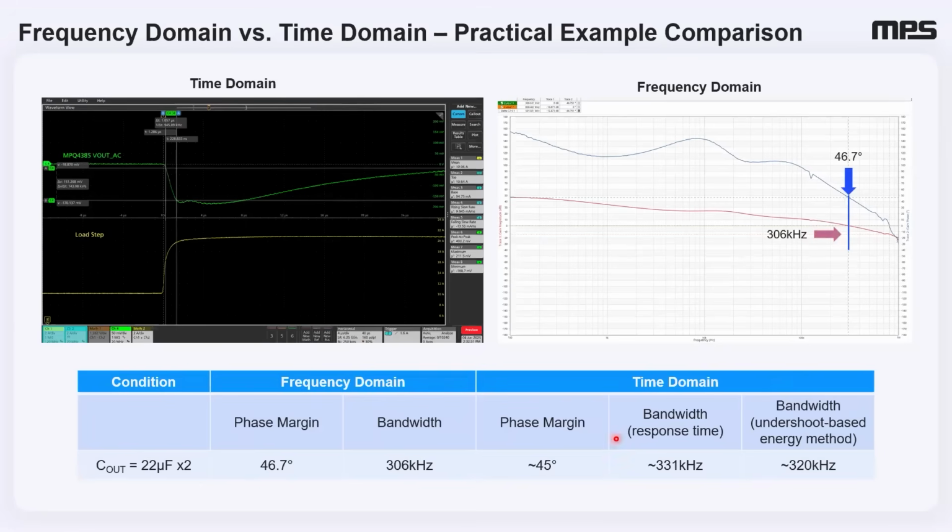So in time domain, from the response time method, we estimated a bandwidth of around 331 kilohertz. From the undershoot-based energy method, after correcting the effective capacitance, we calculated the bandwidth to be around 320 kilohertz, and we estimated our phase margin to be close to 45 degrees based on one ring. As you can see, there is an excellent correlation between these two domains. The bandwidth estimations are very close and the phase margin is consistent in this comparison.